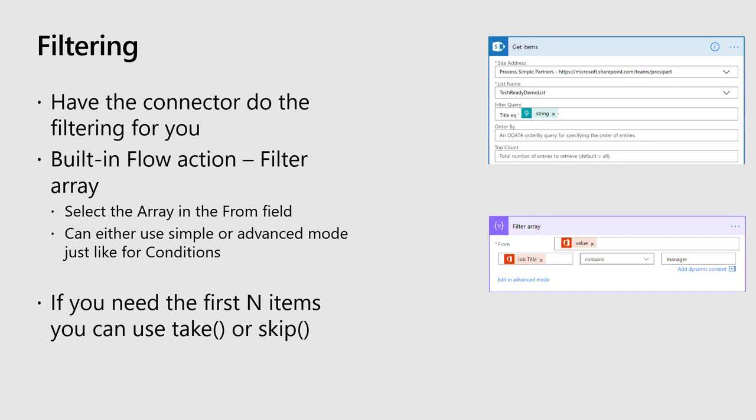Now, filtering, I already talked about this a little bit, but again, try to have the connector do it for you if you can. Otherwise, you can use a built-in action called filter that allows you to filter down arrays based on the properties inside of that array.